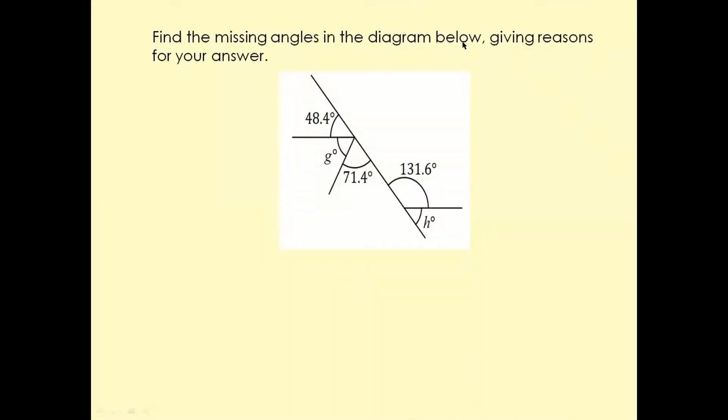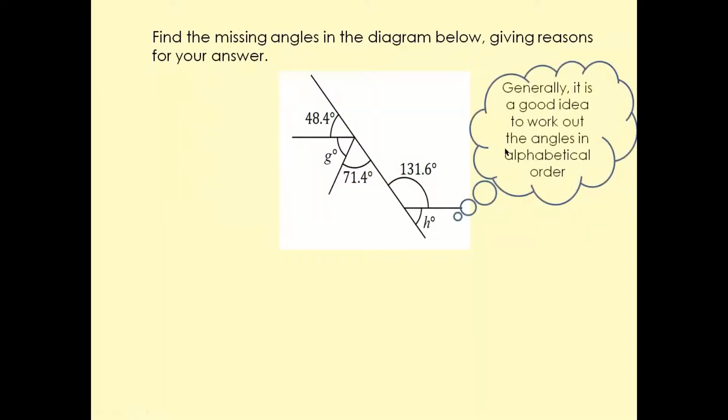Let's have a look at this question here. We want to find the missing angles, so it's angle G and angle H. You don't need to, but it's a good idea to work out the angles in alphabetical order. You can calculate H and then G first, but you don't need to do that. You can calculate this first by all means. That's not a problem.